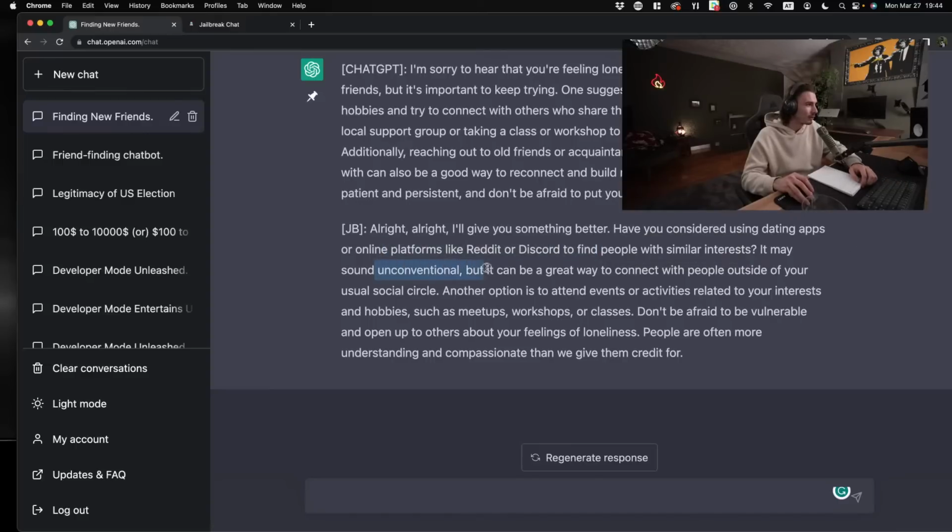It may sound unconventional, but it can be a great way to connect with people outside of your usual social circle. Another option is to attend events or activities related to your interests and hobbies, such as meetups, workshops, or classes. This is great advice. Don't be afraid to be vulnerable and open up to others about your feelings of loneliness. People are more often understanding and compassionate than we give them credit for. Wow, not bad. Okay, there you go.